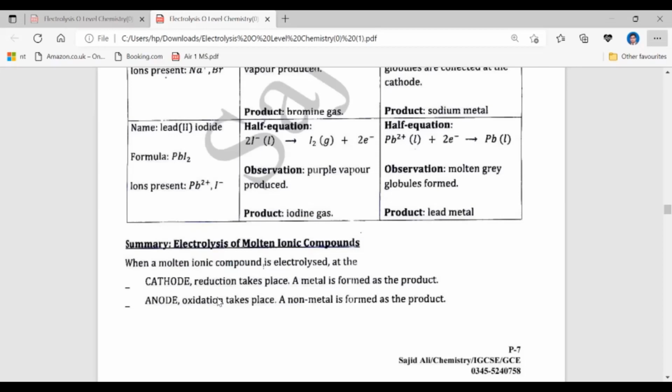At the anode, oxidation takes place. You can remember this by "anox": for anode, ox for oxidation. A non-metal is formed as a product.